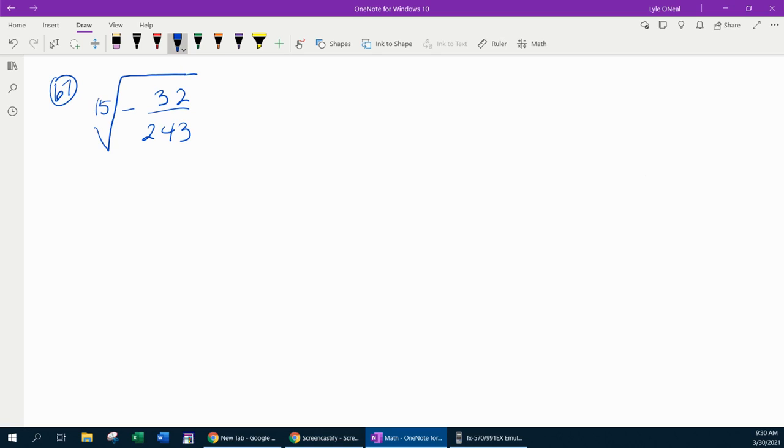So what I'm going to start with is I notice that the index is odd. 5 is an odd number. And the radicand is negative. So that means that the answer will be negative and it will be a real solution. Remember, odd indexes can handle a negative radicand. And I'm going to separate the fraction, giving the numerator and the denominator each the fifth root. And then I simply need to take the fifth root of 32 and the fifth root of 243.